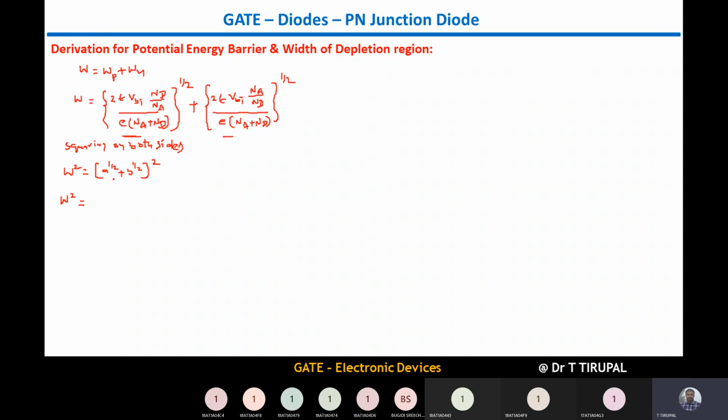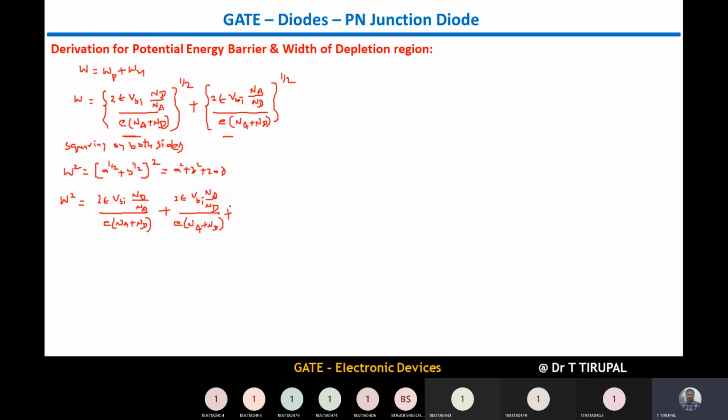W square is equal to A square. A square means A power 1 by 2 whole square. The square and the power 1 by 2 get cancelled. So you get here 2 epsilon VBI into ND divided by NA, whole divided by E into NA plus ND, plus B square. B square is 2 epsilon VBI NA divided by ND, whole divided by E into NA plus ND, plus 2AB. This is equal to A square plus B square plus 2AB.